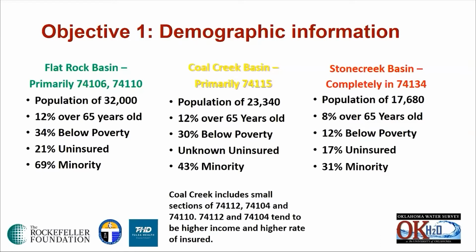32,000 people, 1/3 of those below the poverty line and 69% minority. Coal Creek Basin was in the yellow. 1/8 of them over 65 years old. Once again, 30% below poverty level and 43% minority. And then finally, the Stone Creek Basin, which was not shown on that other map, but also is within the Tulsa North area, that is 31% minority, only 12% below poverty level. So this is more of a suburban neighborhood, but it was shown in the red at that time.